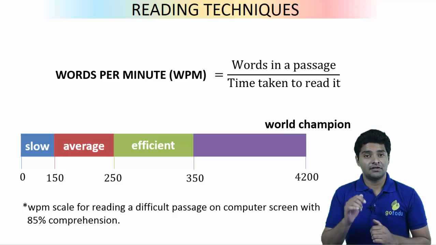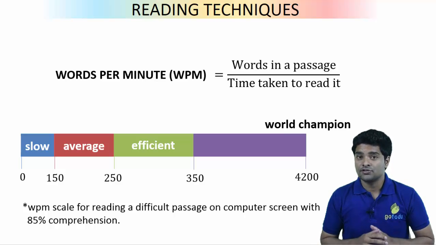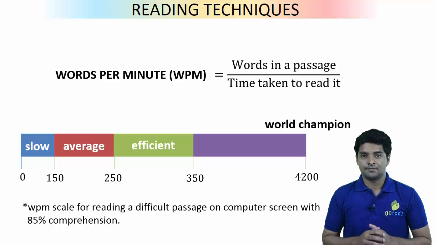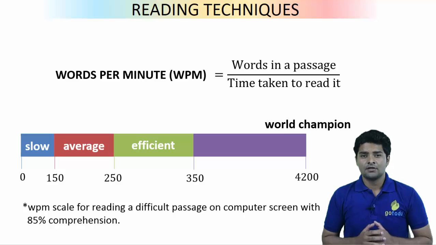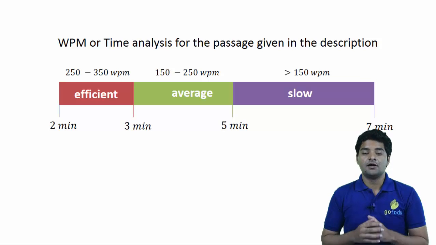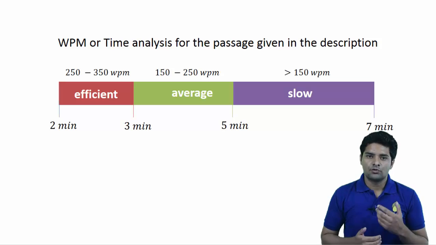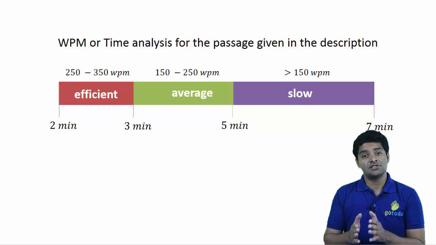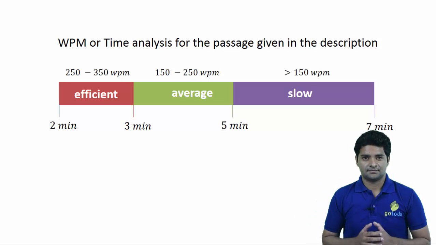Please read the passage given in the description below the video and record your time. Please pause this video, do it right away and record your time. Okay, I hope you have done the needful. Now identify yourself as slow, average or efficient reader based on the scale on your screen. Please practice more of such passages with a sense of urgency in your mind. You will gradually see an increase in WPM.